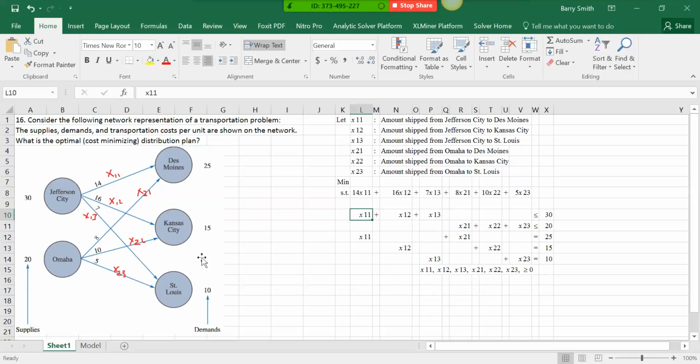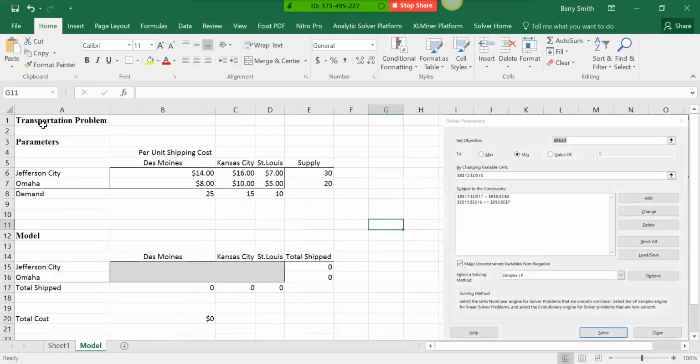All right. So now what we need to do is optimize that. So we need to make a model. And so the model here is going to be our transportation problem. We have our parameters. Our parameters are those costs. And so from Jefferson City to Des Moines was $14, to Kansas City was 16, and St. Louis was 7. And then Omaha to Des Moines was 8, then to Kansas City was 10, and St. Louis was 5. And our supply was 30 and 20.